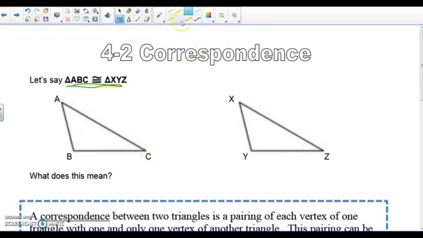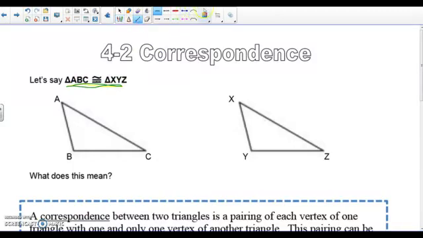So the way that these triangles are named is very important. ABC is congruent to XYZ. That means A matches up with X. B matches up with Y, and so on.